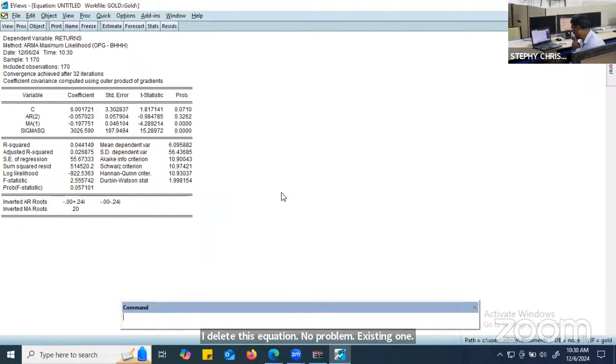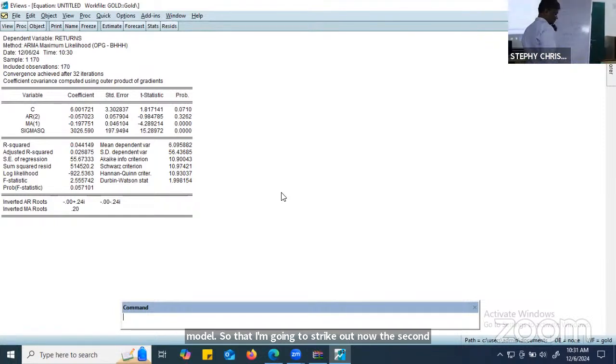So what is the problem here? Anyone? What is the issue with the output? MA is significant and AR2 is insignificant. So we don't want to consider this model. I'm going to strike out the second one.